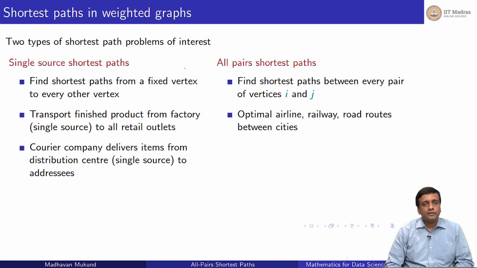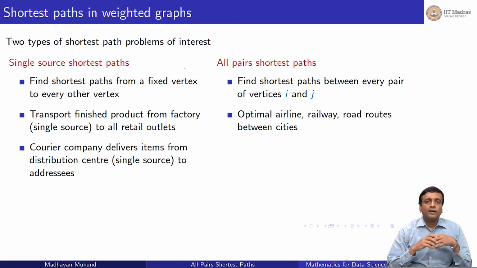And we imagined two scenarios where this might be useful. If you have a factory which is shipping out finished products to retail outlets, or a courier company which has a centralized delivery facility from where they have to ship out their things for delivery. Both of these would like to know the shortest route from wherever they are shipping out things, either the finished product or the courier deliveries, to all the other locations in their transportation graph.